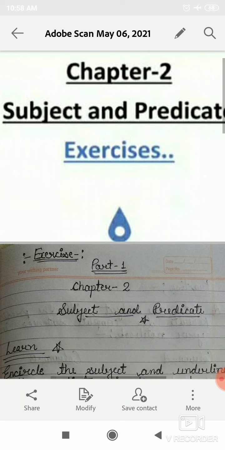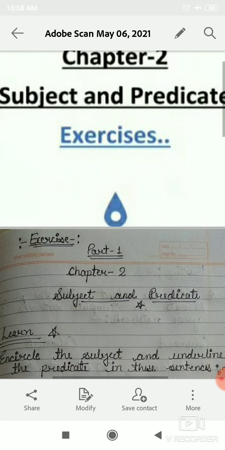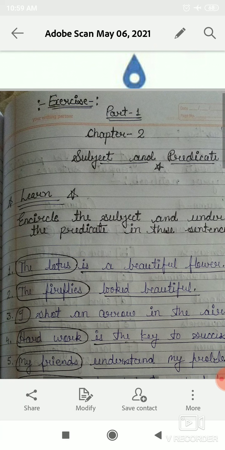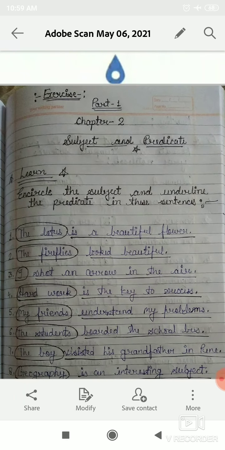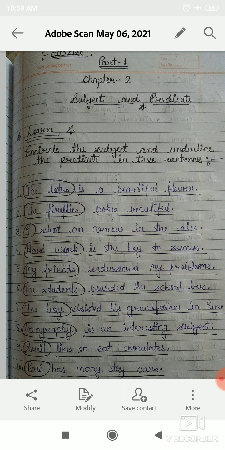Now come to the exercise of this chapter, that is subject and predicate. Here is the exercise. Encircle the subject and underline the predicate in these sentences. Okay, so students, it means that in this exercise you have to circle the subject and underline the predicates in these sentences. Here is number 1.